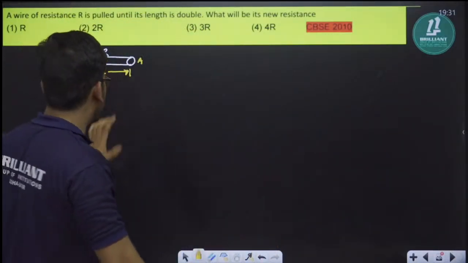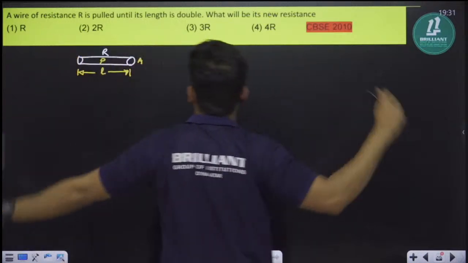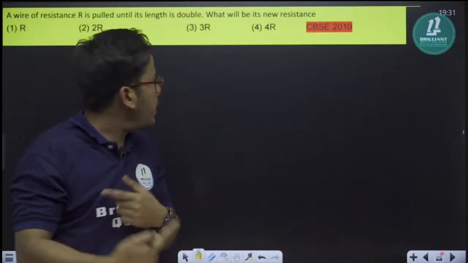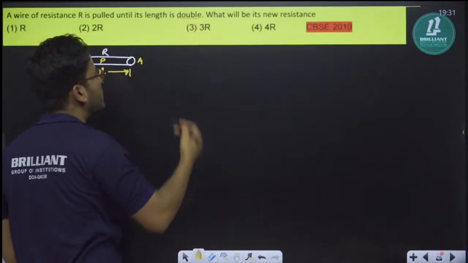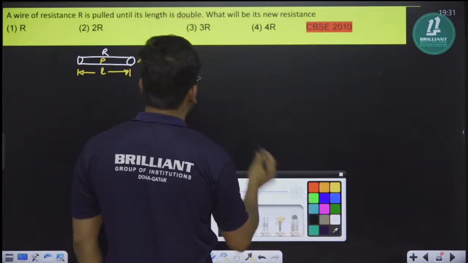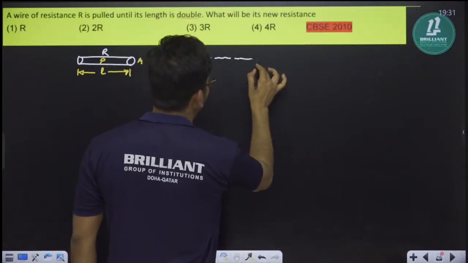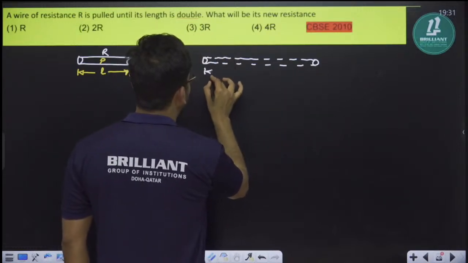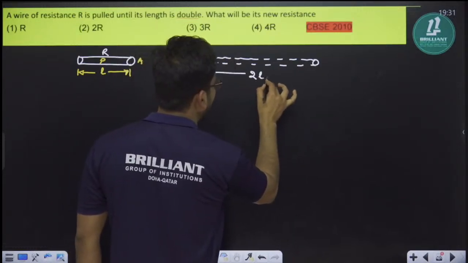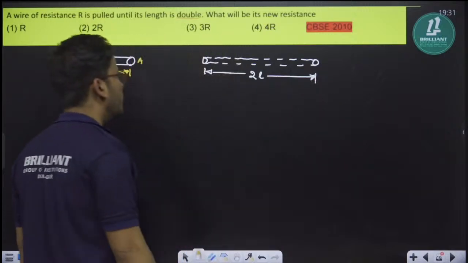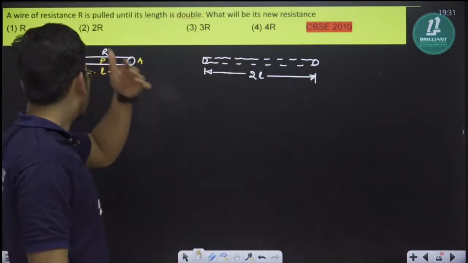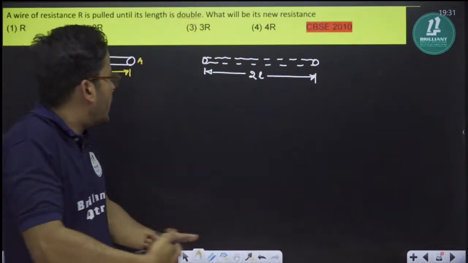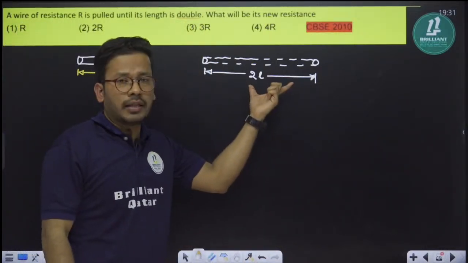What I'm going to do with this is hold it and start pulling it like this. Until when? Until its length is double. So the condition of the question is that the length becomes twice L. You have a length L, you are holding it and pulling it until the length becomes double.